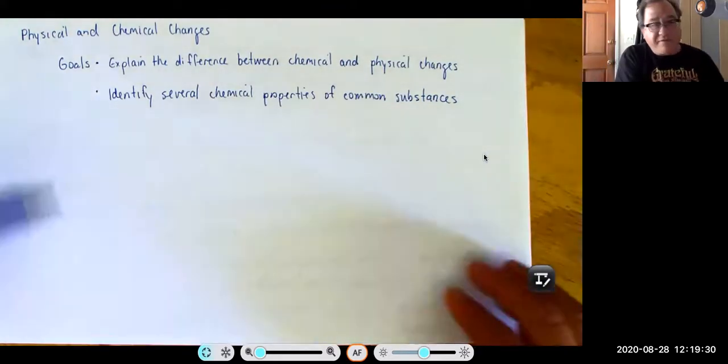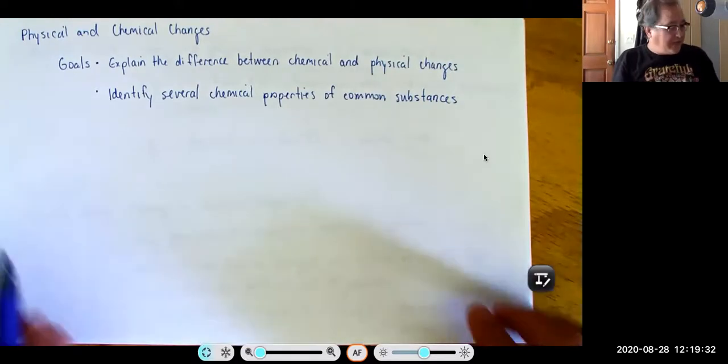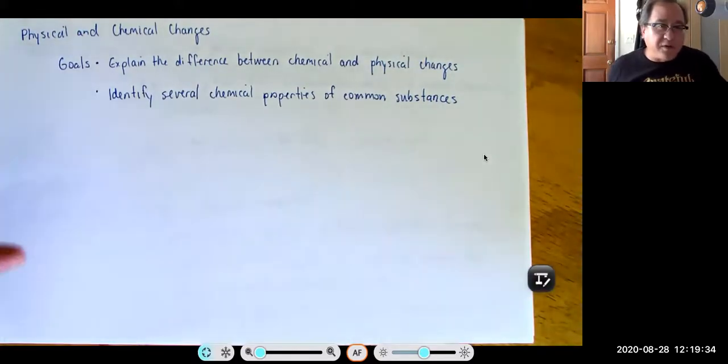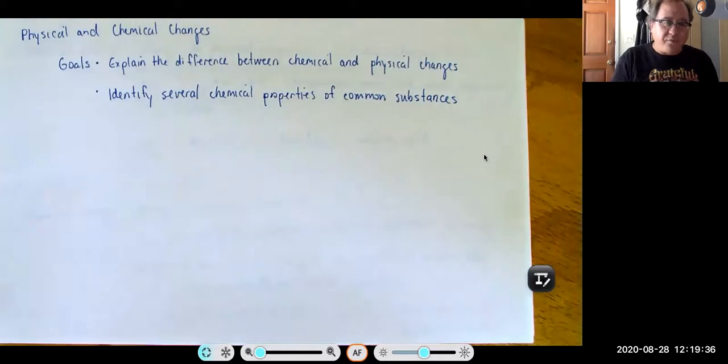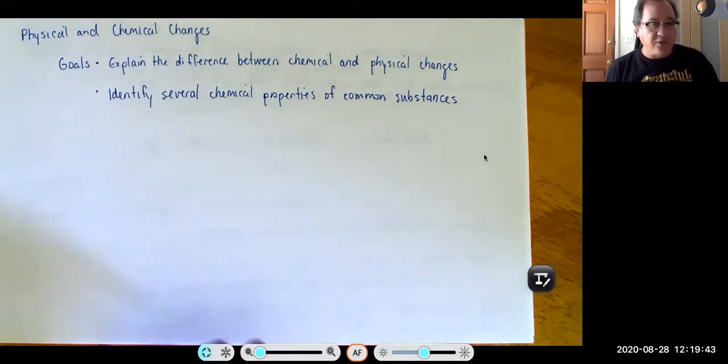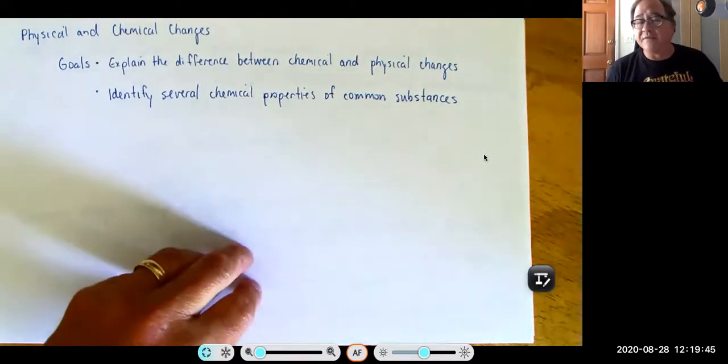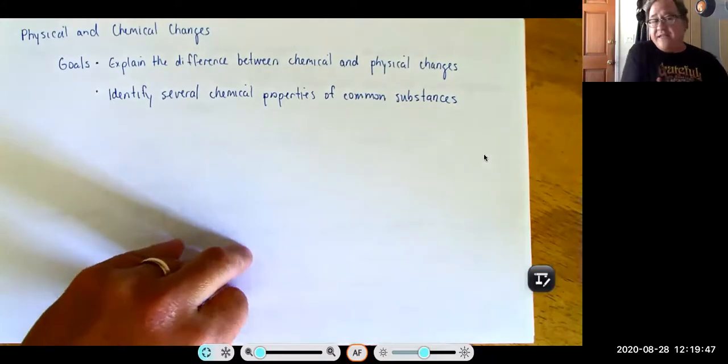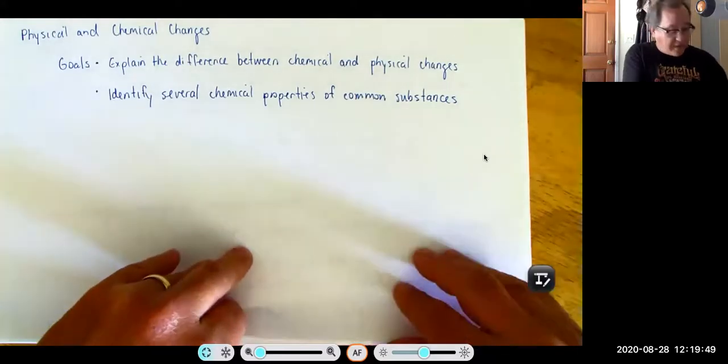Okay, next we have physical and chemical changes. And this is a kind of a goofy area where a lot of people get confused. I'm hopefully going to reduce the amount of confusion, although probably won't be successful completely. The goal is to explain the difference between chemical and physical changes and identify several chemical properties of common substances.